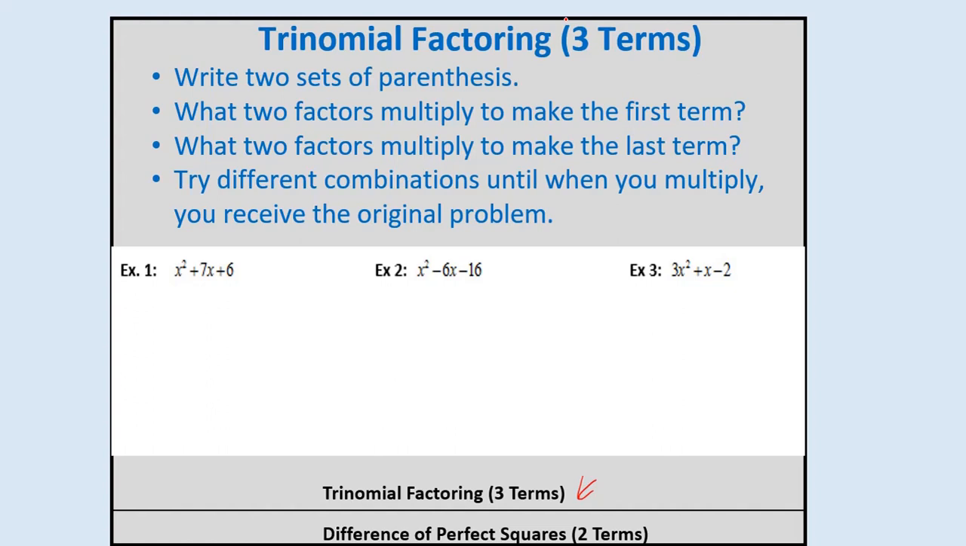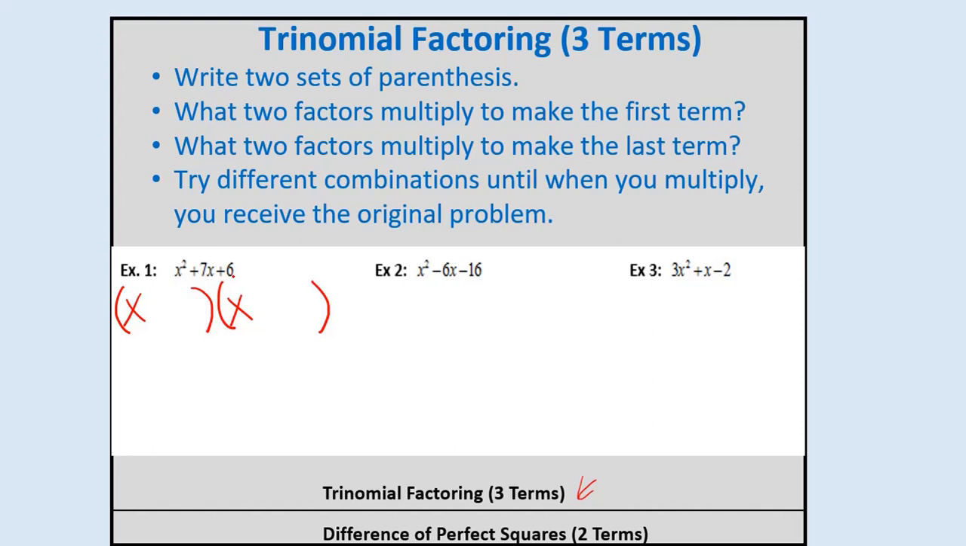All right, so first thing, I'm going to write my two sets of parentheses, like that. And then what two factors multiply to make the first term? So at x squared, what two things make an x squared when I multiply? Well, an x and an x, right? x times x gives me x squared. Now I'm going to look, what two things make the last term when I multiply? So a 6. How can I make a 6? Well, a 3 and a 2, right? And a 6 and a 1.